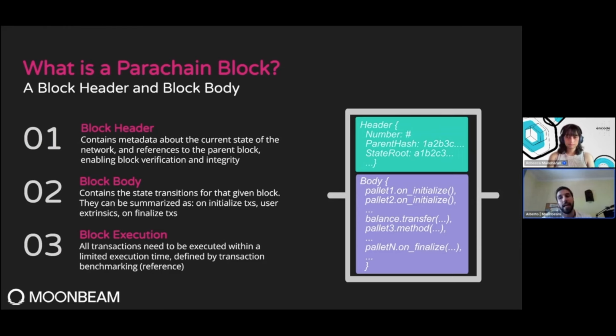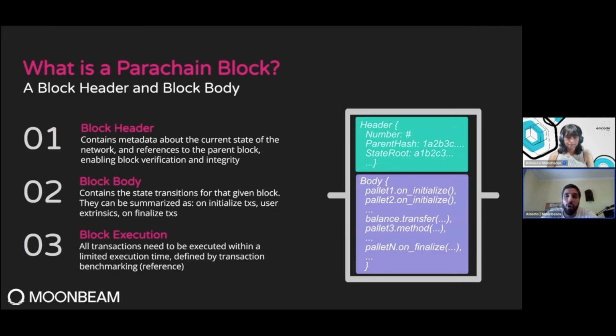The block body can be seen, simplifying it, as a list of all the state transitions, okay? So you can see it as a list of transactions, and each transaction is basically telling the blockchain that you want to move the state from one value to another, okay? So an extrinsic or a transaction is basically a request to do a state transition within the blockchain, okay?